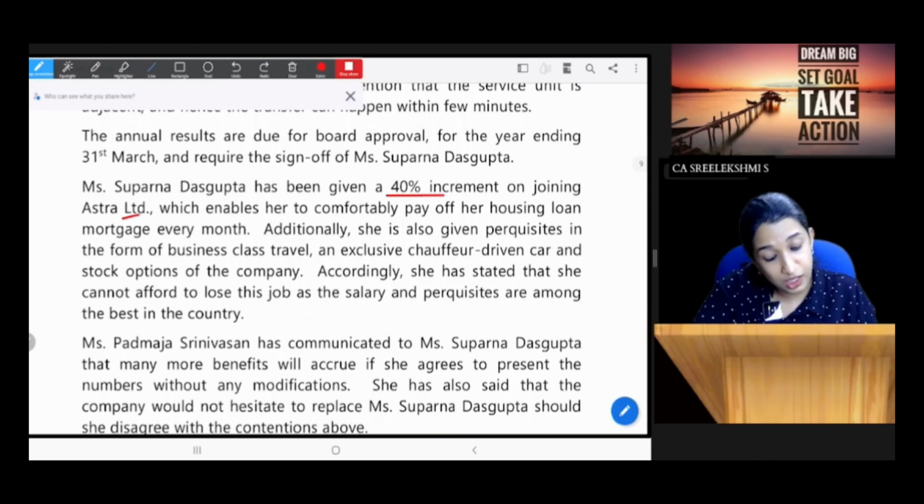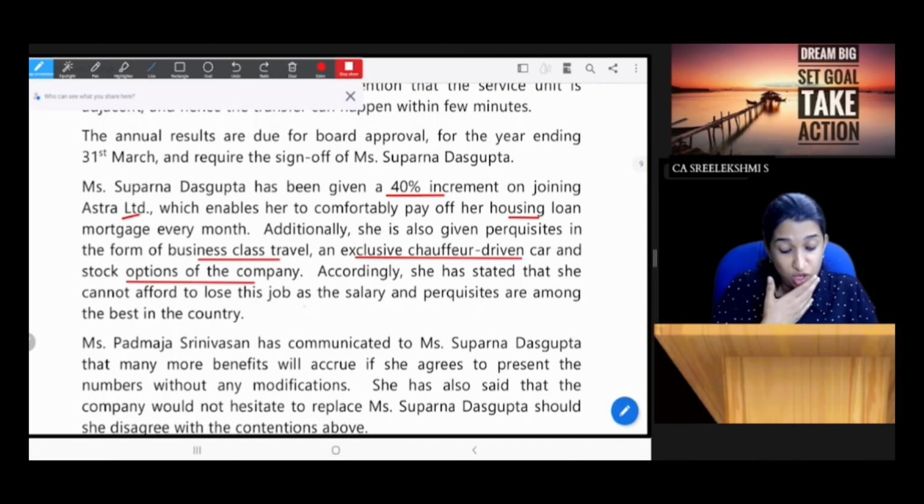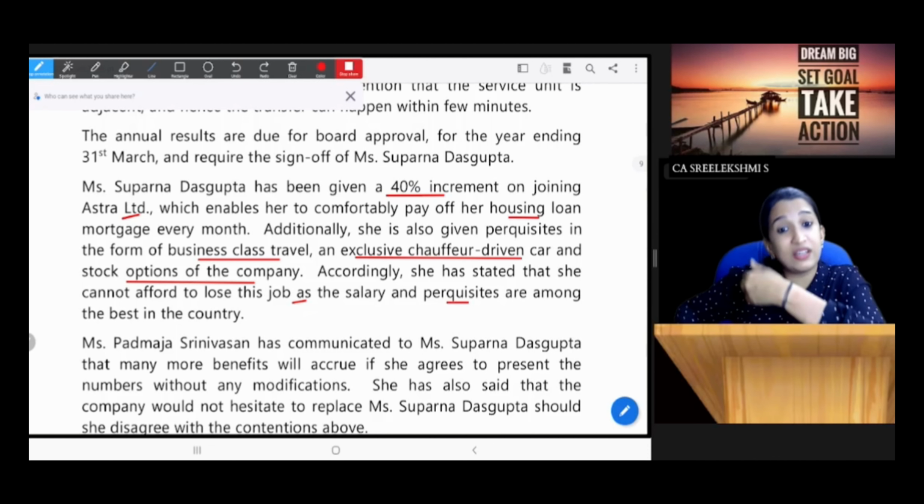which enables her to comfortably pay off her housing loan and mortgage. Additionally, she is given perquisites in the form of business class travel, exclusive chauffeur-driven car, stock options. Accordingly, she has stated she cannot afford to lose her job, and perquisites are best in the country. So, conflict of interest. She knows that there is a mistake. They have overstated revenue.